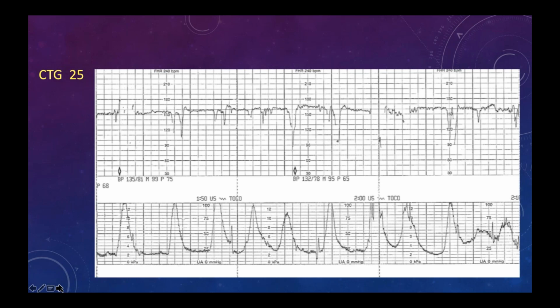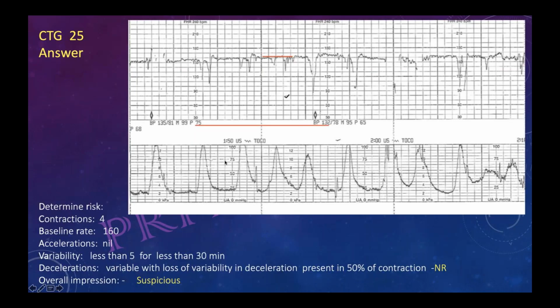So how you say? Suspicious, very good. So here contractions in 10 minutes, yeah, 4. Baseline rate is like 155 or 160. And there are no accelerations. There are variable decelerations with the characteristic of no variability. And these are present in a trace of less than 30 minutes. So 1 NR feature. So overall it becomes suspicious.